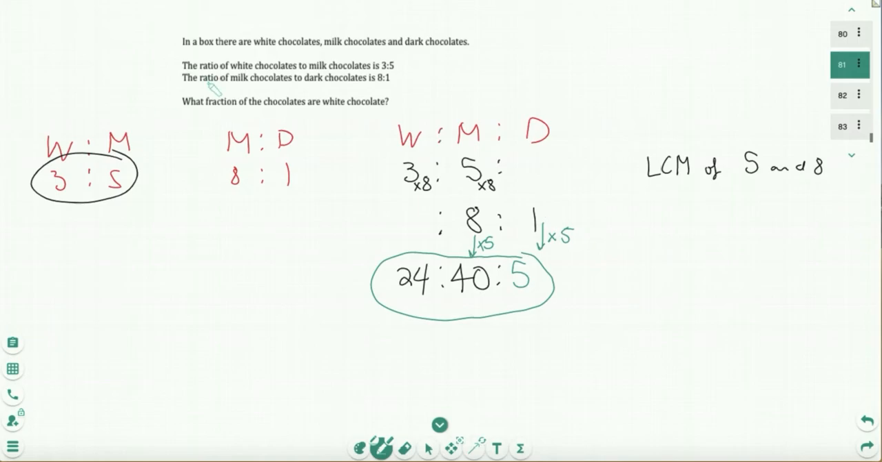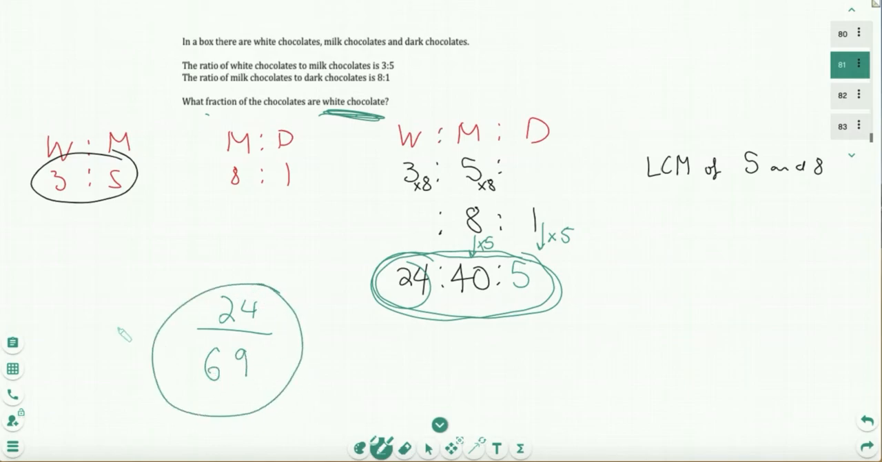Now let's answer the question. What fraction of the chocolates are white chocolates? Well, we have 24 units of white chocolates out of how many units in total? 24 plus 40 is 64. 64 plus 5 is 69. Nice. And that is the fraction of chocolates which are white.